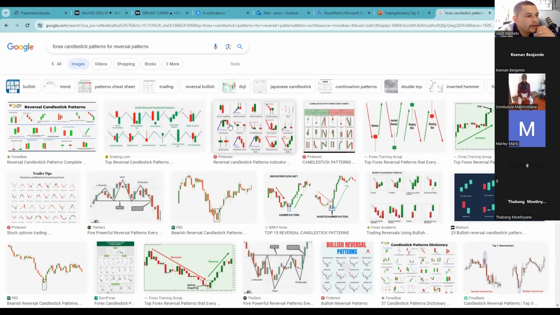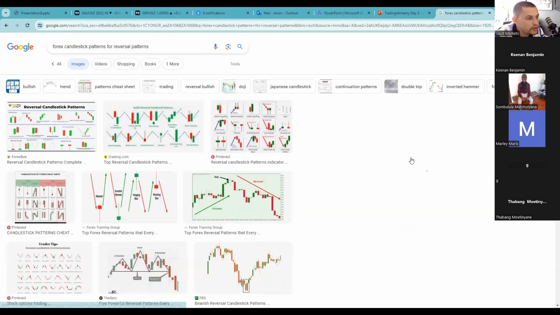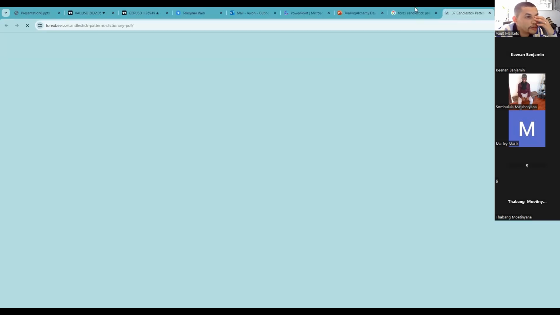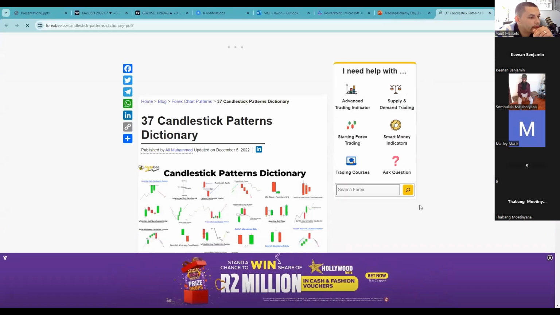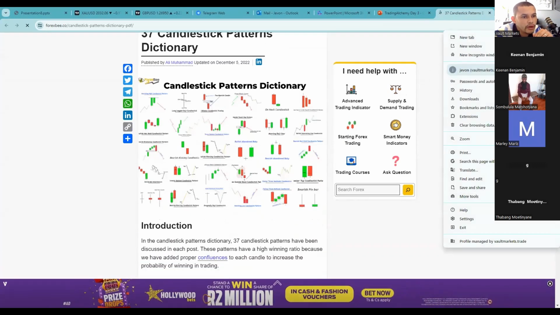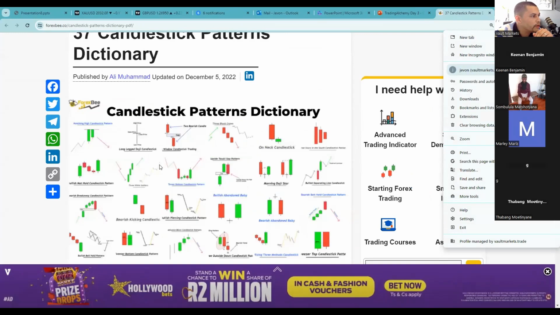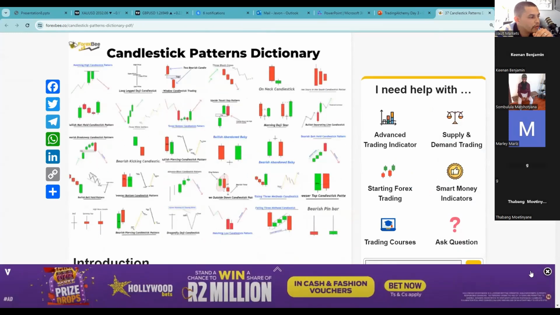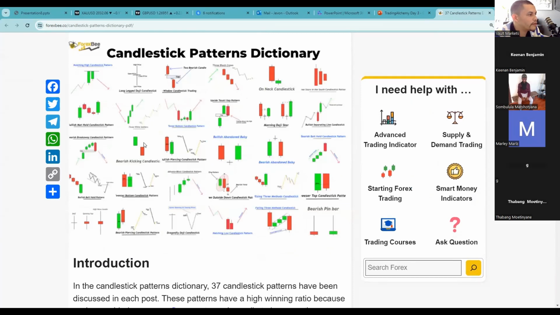So for example, as you guys can see, there are a lot of things on here. Let's just choose this one, the Candlestick Patterns Dictionary. Let's go to this website. Let me show you guys something. Let me see if I can zoom in a bit. As you can see, we can see all the different types of candlestick patterns. They teach you about dojis, morning stars, bearish pin bars.